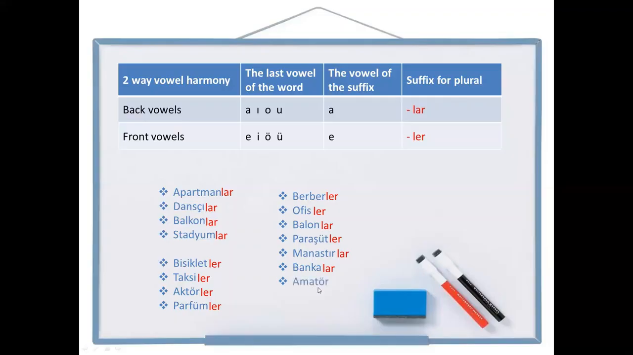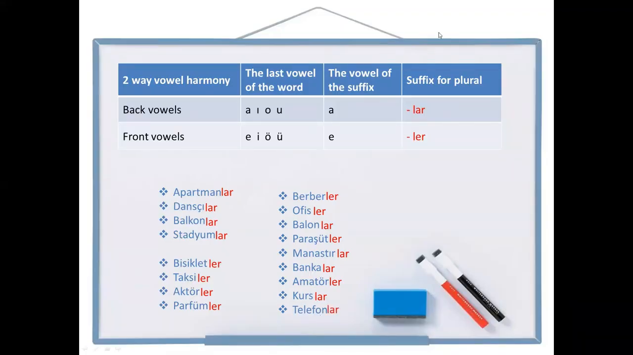And the next one is amatör. Ö is definitely a front vowel, so it needs to continue with ler. And the next one is kurs, course. The last and only vowel is u, which is a back vowel, so it needs to continue with lar, kurslar. And the last one is telefon. As you see, the last vowel is a back vowel, so it needs to continue with lar.